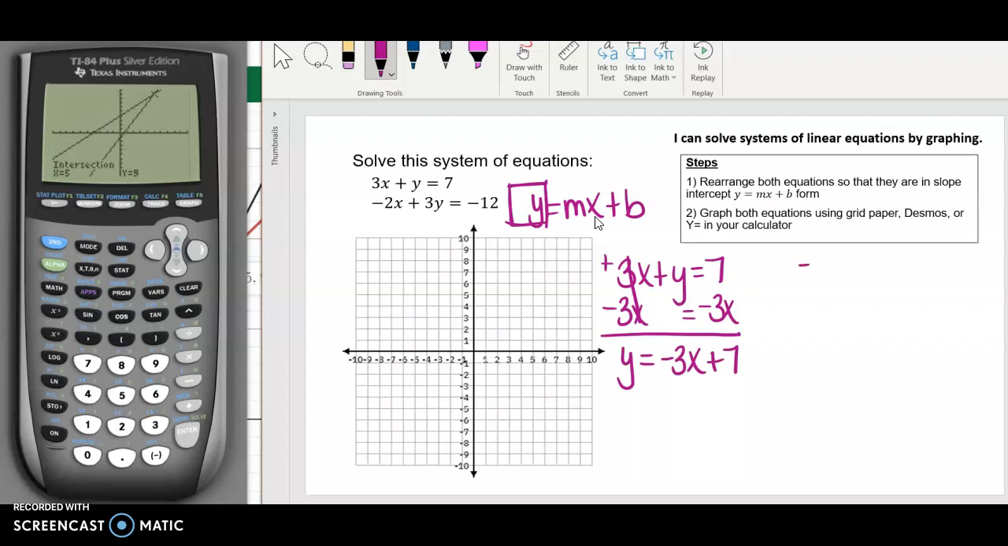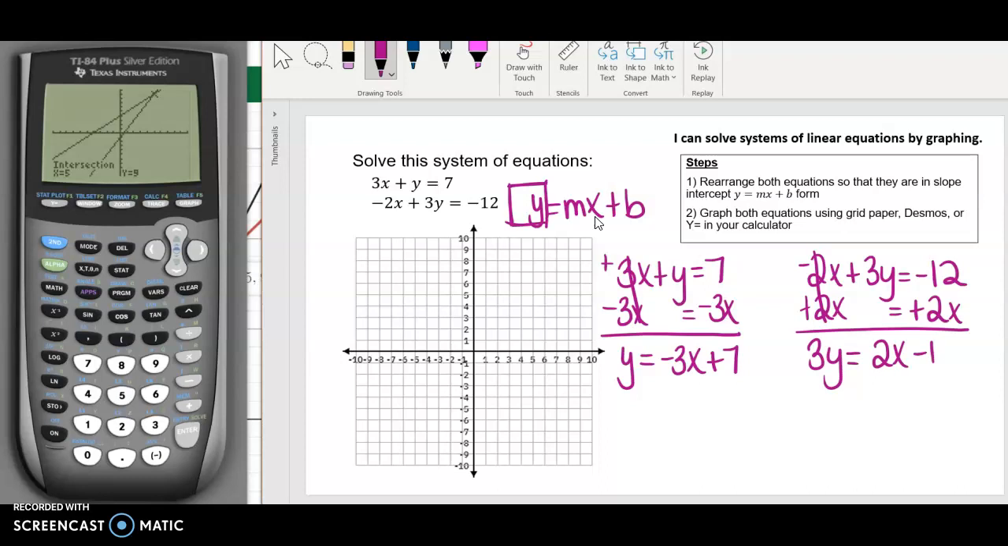So now I have the equation negative 2x plus 3y equals negative 12. So I'm going to do the opposite of negative 2x and I'm going to add 2x to both sides. So when I add 2x to both sides, on the left side I have 3y, and that equals 2x minus 12. Now to get y by itself, I'm going to divide everything by 3. So when I divide everything by 3, I have y equals 2/3 x minus 12 over 3, which is 4.